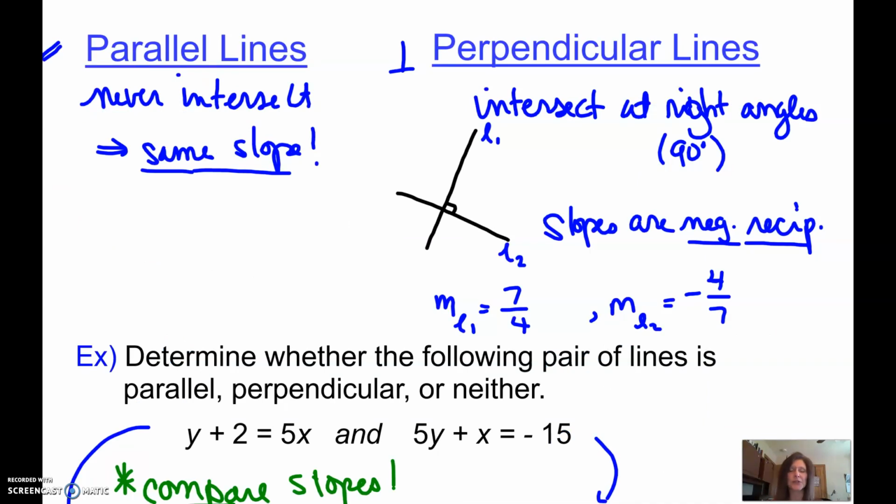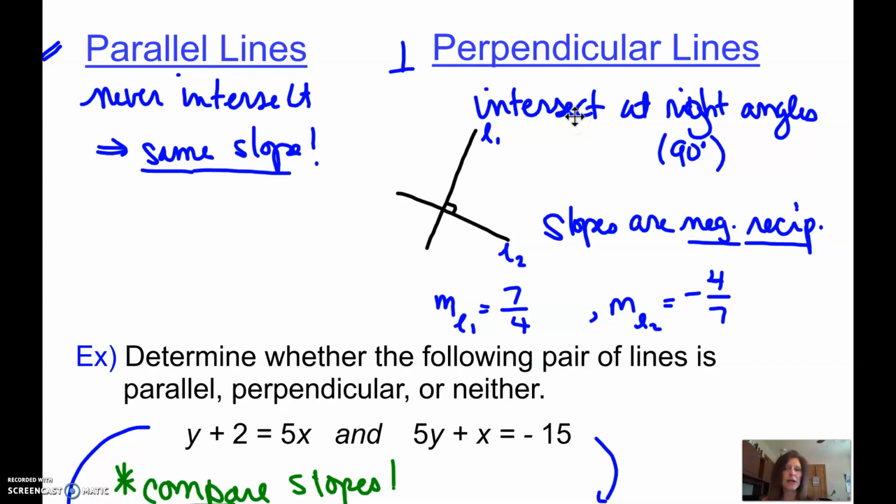A couple other special cases we should be aware of are parallel and perpendicular lines. So parallel means that they are going to go alongside one another and never ever intersect. Well, the only way that's possible is if they're slanted precisely the same way. In other words, they have the same slope. So parallel lines are going to have the same slope.